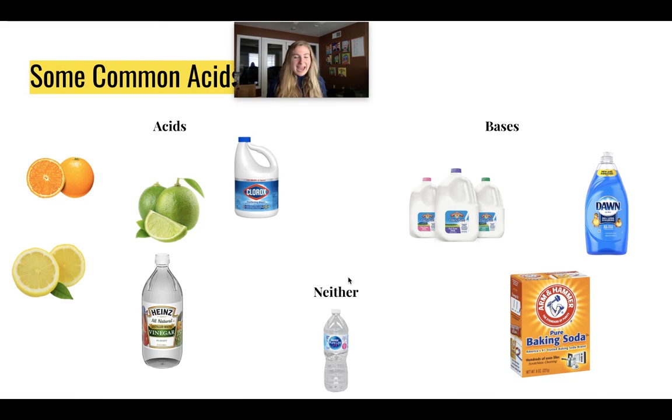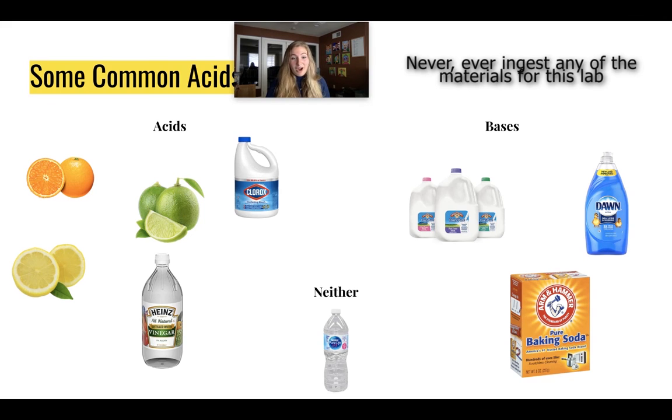So here are some common acids and bases. On the acid side, we have these things that sort of have a sour taste, including oranges, lemons, limes, vinegar. And I don't expect you to have tasted bleach. Please do not eat any bleach. But bleach is also acidic.